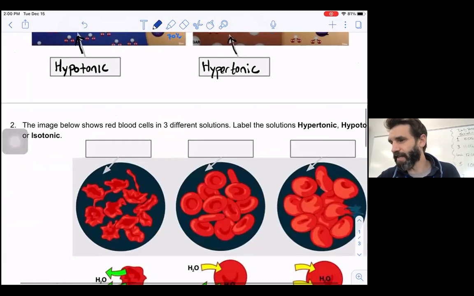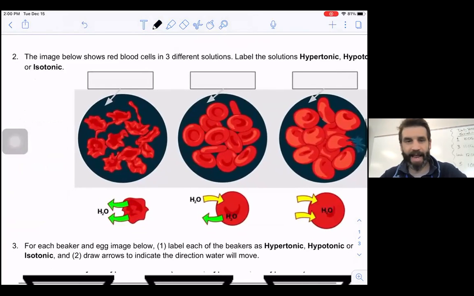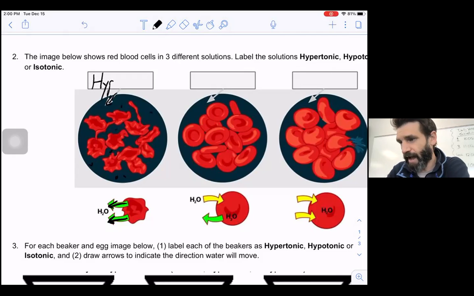And we saw this with red blood cells here. And if the red blood cells are in a highly concentrated salt solution where there's a lot of dissolved stuff and water is leaving these red blood cells, this solution, we're referring to this solution, is hypertonic.